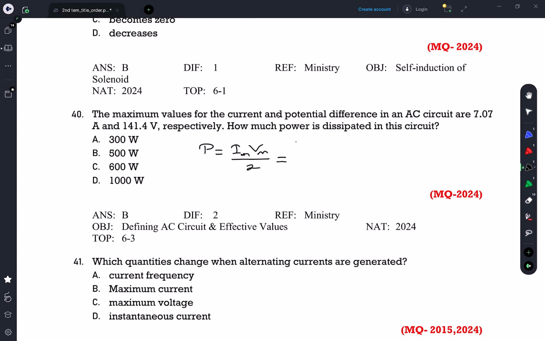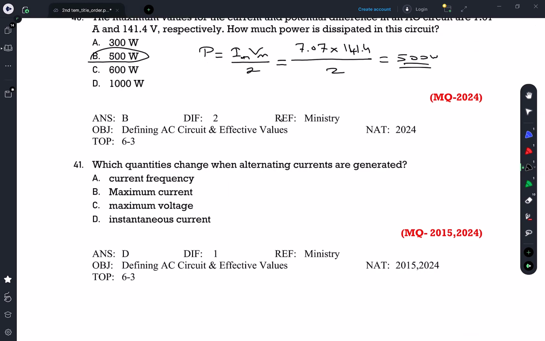So electric current is 7.07. Maximum potential difference 141.4. So multiply them, divide by 2 is the answer. 7.07 times 141.4 divided by 2 is answer, almost 500 watt. So B is the correct choice.